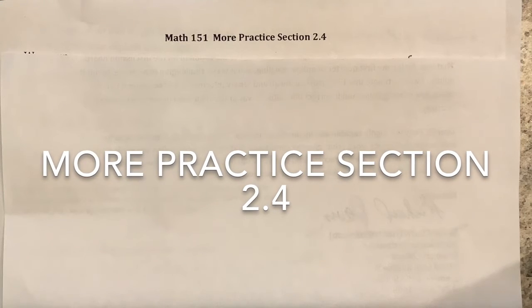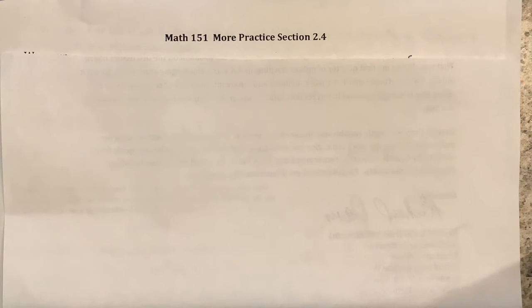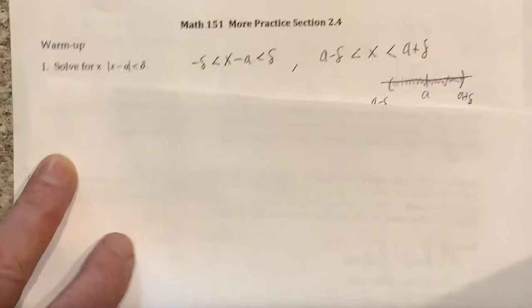Okay, this little video is more practice on section 2. You know the general idea, the intuitive idea. The function values can be made arbitrarily close to L by picking x sufficiently close to A. The closer x gets to A, the closer f of x gets to L. Okay, so you have that idea.